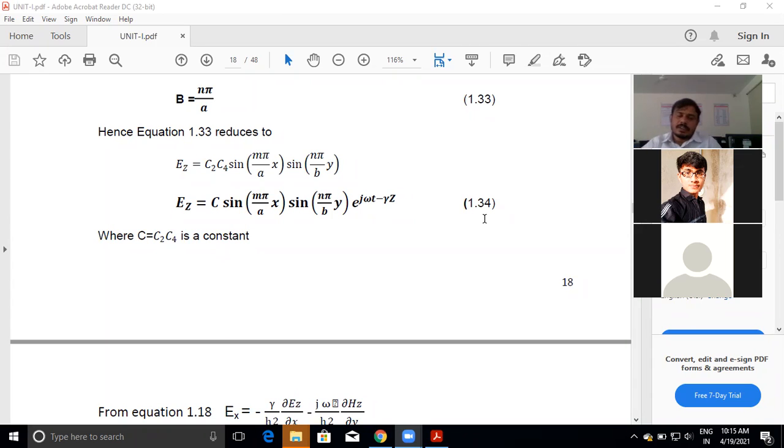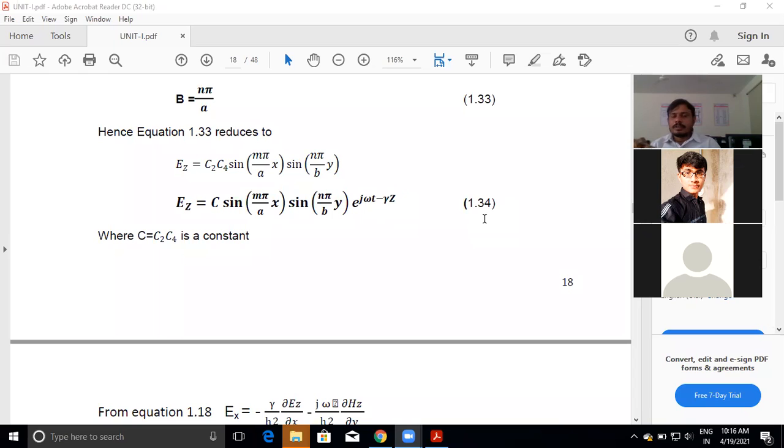So now you can express our remaining field components. So what are the field components we have? We have Ex, Ey, Hx, Hy, Ez, and Hz. So in three axes we have three electric field components, Ex, Ey, Ez, and three magnetic field components, Hx, Hy, Hz.